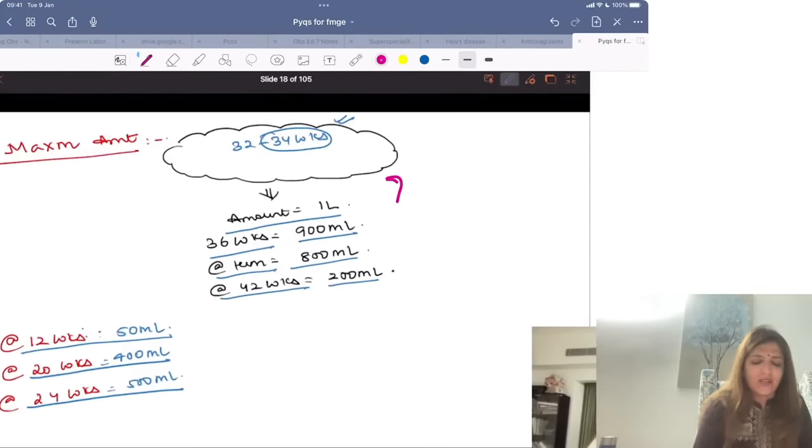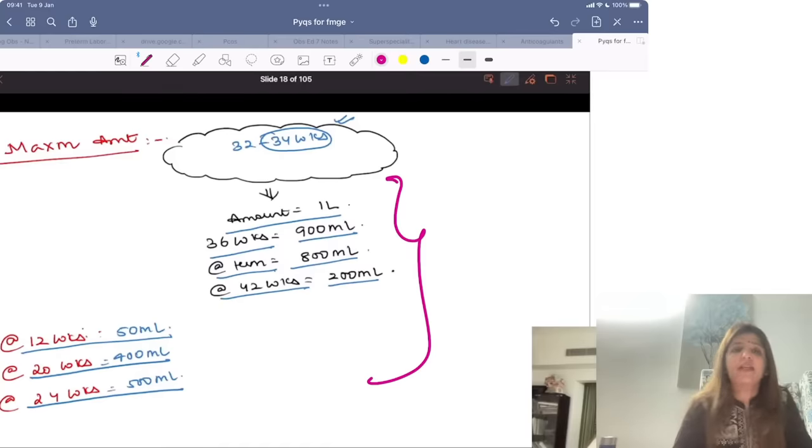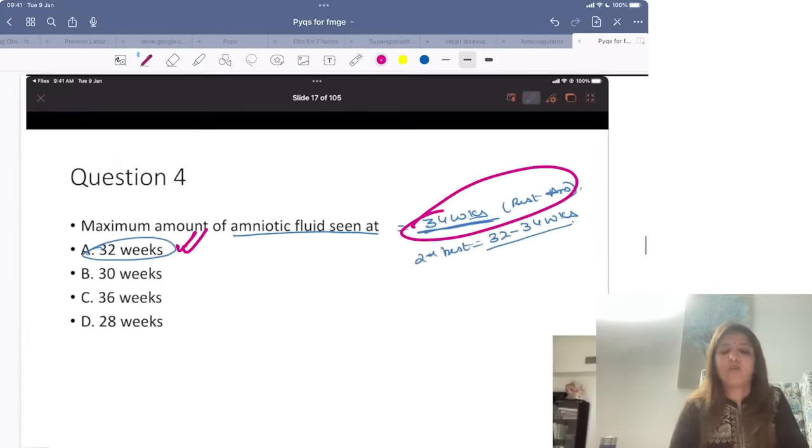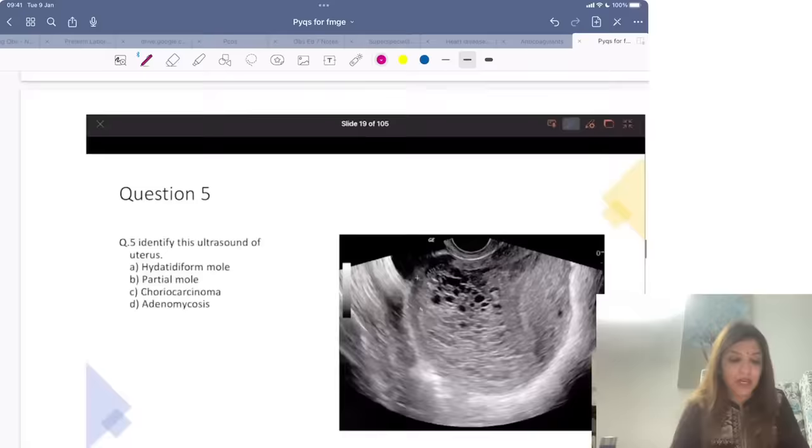So this is a very theoretical type of thing. Between 32 to 34 weeks the amount is 1 liter. At 36 weeks it is 900 ml. At term, it is 800 ml. And after that, as the pregnancy advances, the amount of amniotic fluid will decrease. So at 42 weeks, it is 200 ml. Nothing to mug up here. You just need to remember when the amniotic fluid is maximum: 34 weeks, range is 32 to 34 weeks.